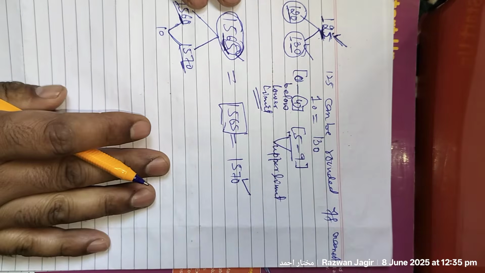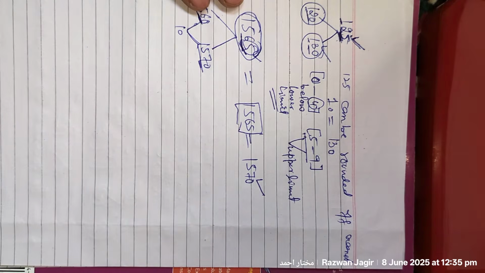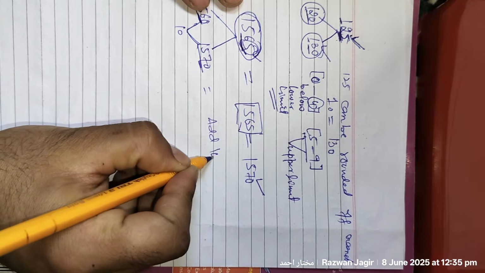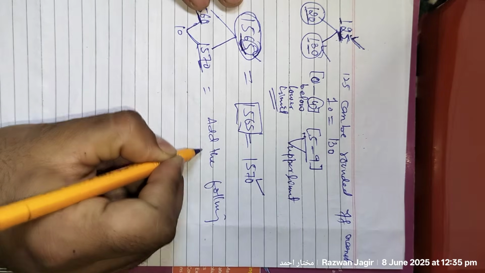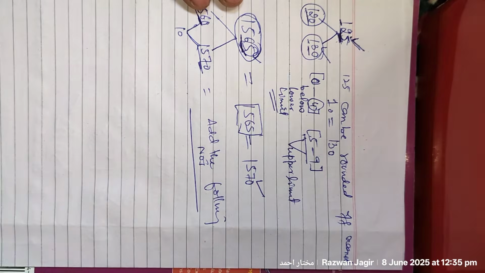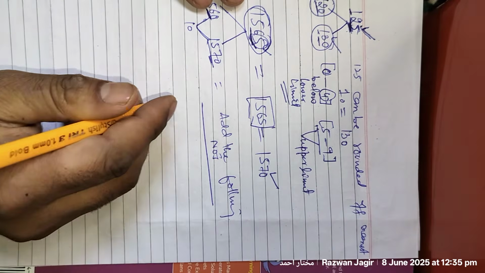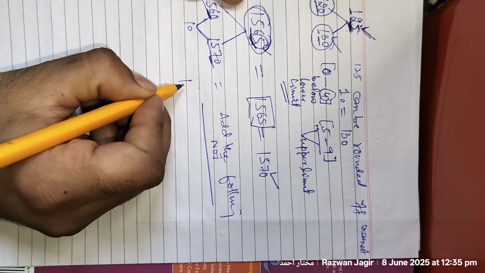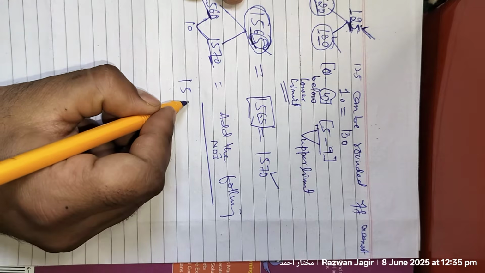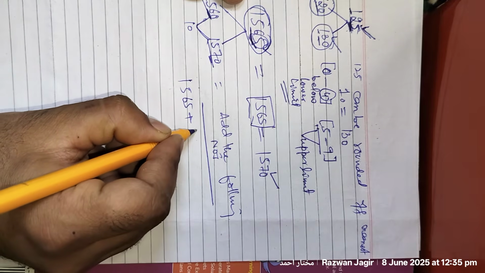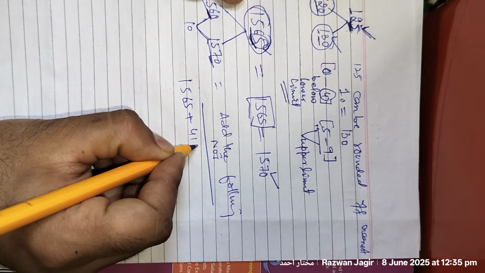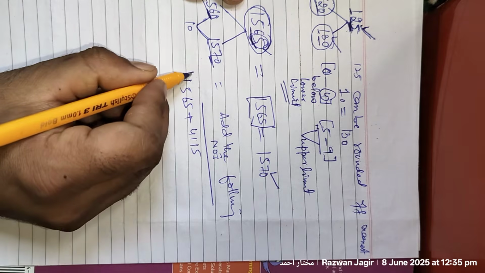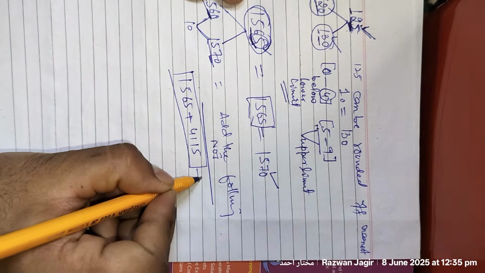Now sometimes in addition we are asked like this: you have to add the following numbers. So how do you add? You need to add the numbers like this. For example, I am taking this example: 1565 plus 4115. Now I have to add these two numbers. Before addition we have to go for the rounding.